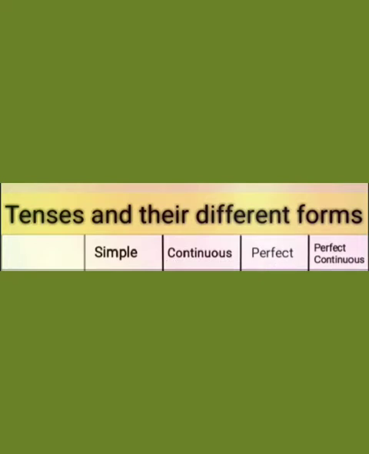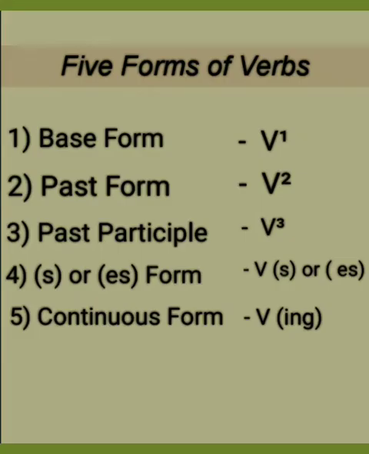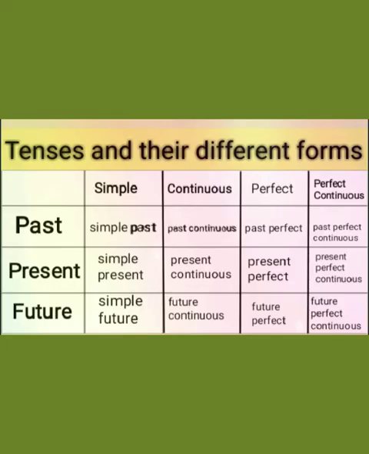Now, before starting with the details of different forms, let us go through the five forms of verbs that will be referred in examples. First is the base form, which will be referred as V1. Then the past form of the verb will be referred as V2. Then past participle will be referred as V3. Then S or ES form will be referred as VS or ES. And the continuous form will be referred as VING form.